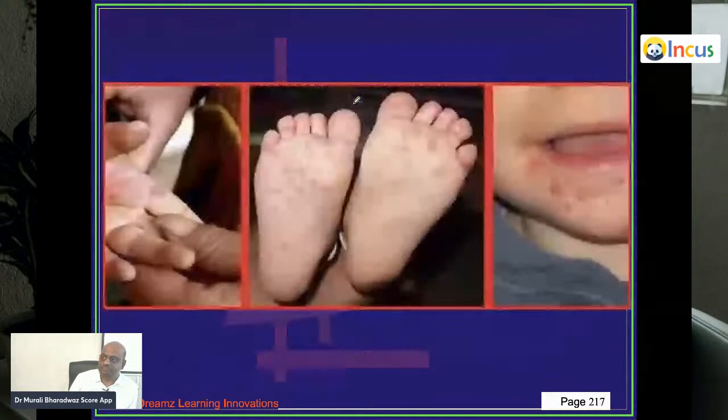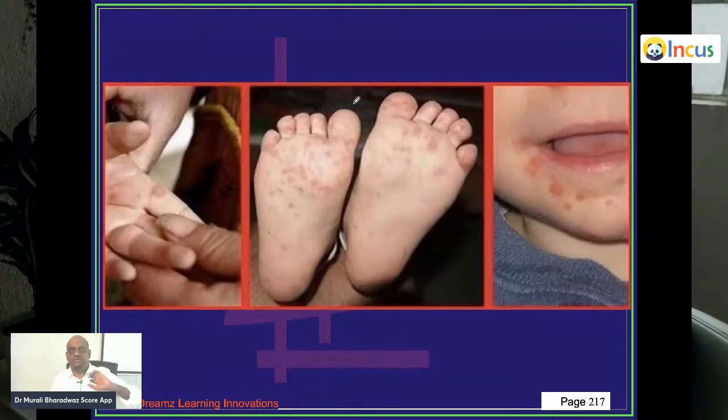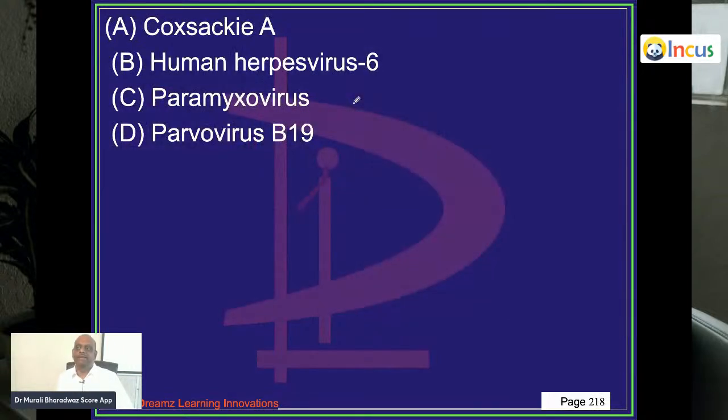All right, doc? A 3-year-old girl is complaining of fever for the past 24 hours. Hand, foot, mouth, all of them are having lesions. So what is that? Hand, foot, mouth disease caused by Coxsackie is what you need to remember. You remember? We discussed this.